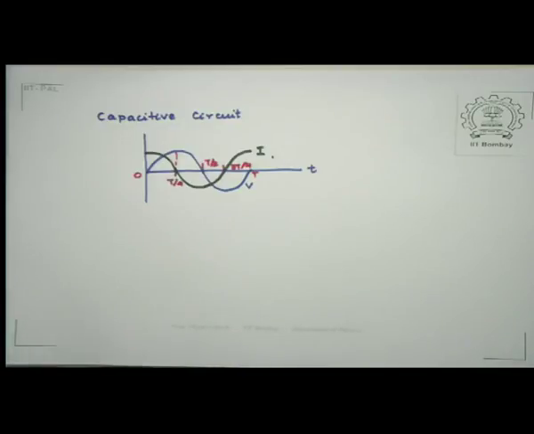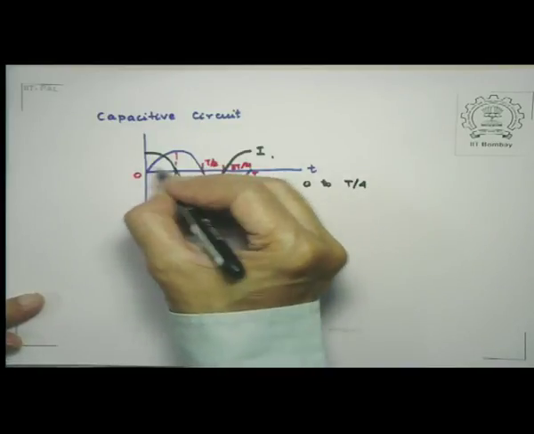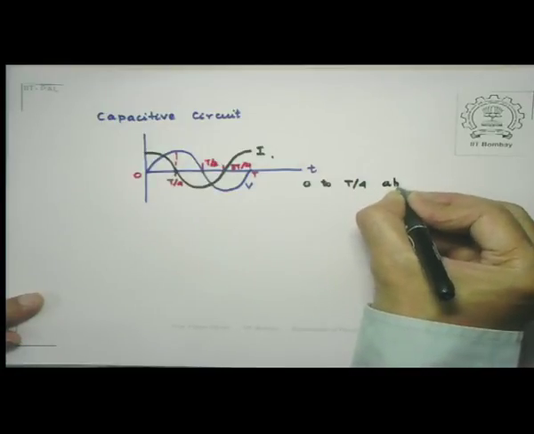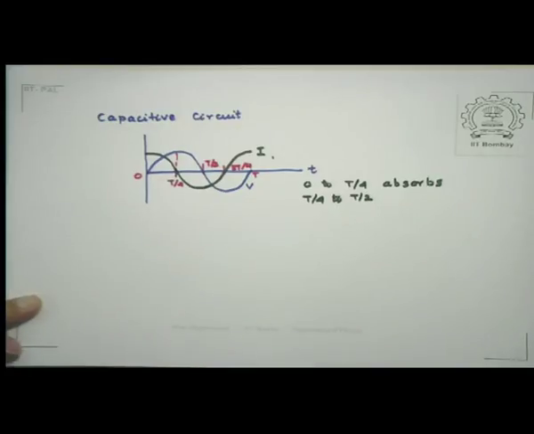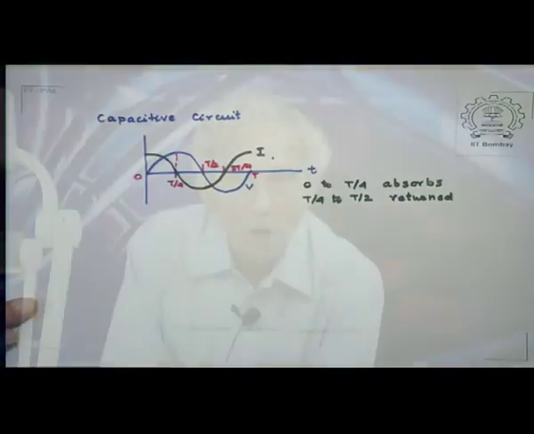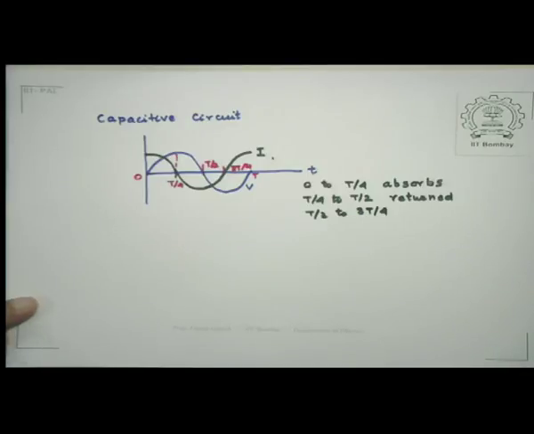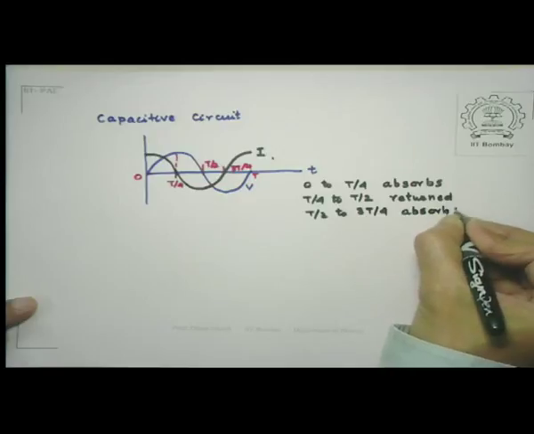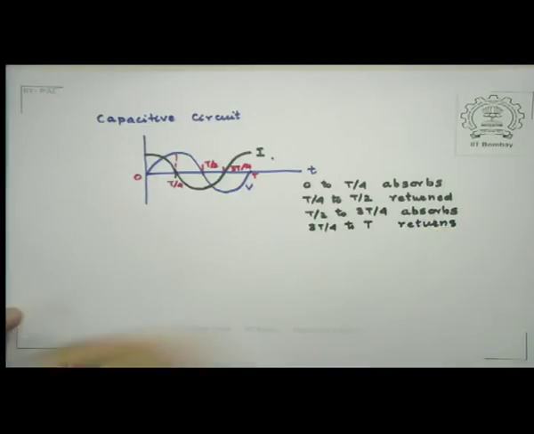So notice in this case, from 0 to T by 4, V times I is positive, so the circuit absorbs power. From T by 4 to T by 2, because the product of the current and the voltage is negative, the amount of power absorbed in the previous quarter cycle is returned, and again from T by 2 to 3T by 4, both current and the voltage are negative. So therefore, once again it absorbs power, and in the last quarter cycle from 3T by 4 to T, it returns the power. So what happens as a result is that the average power over a cycle for a capacitive circuit is equal to 0.